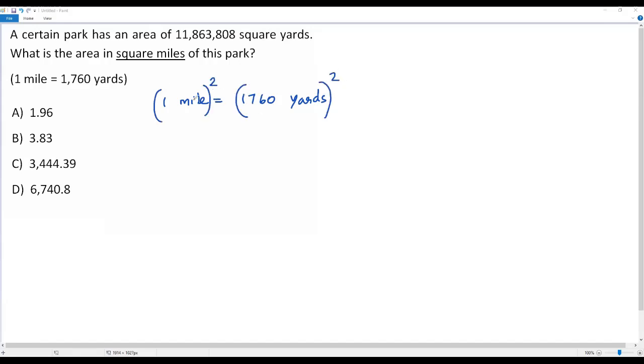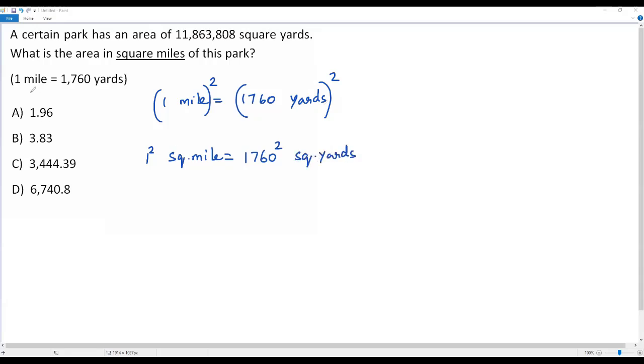So when I square both the sides, here I have 1 mile the whole square. So the exponent is applicable for the complete stuff inside the parentheses. When I take this exponent separately for this 1 and separately for this mile, I'm getting 1 squared, and mile becomes square mile. On the right side, we have to do the same thing. We take the exponent separately for 1,760 and for yards. So 1,760 squared, and yards becomes square yards.